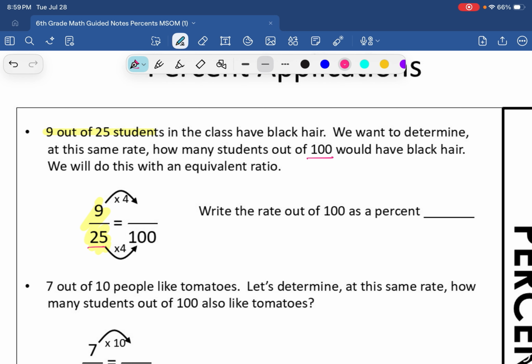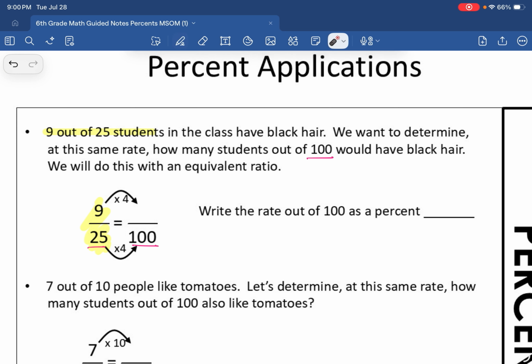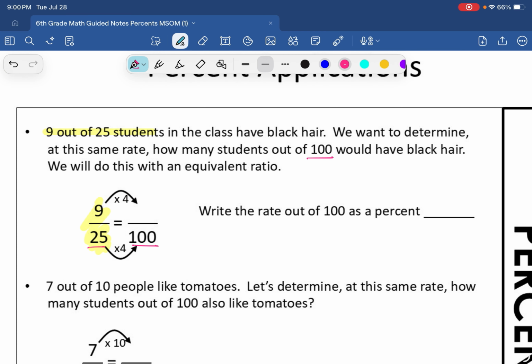So 9 out of 25 is how many out of 100. My wholes are in the denominator. Now I can look for a multiplicative factor either horizontally or vertically, whichever one is easier to work with is what I'm going to use. I noticed 25 times 4 is 100, so 9 times 4 is 36. 36 out of 100 would have black hair at that same rate.